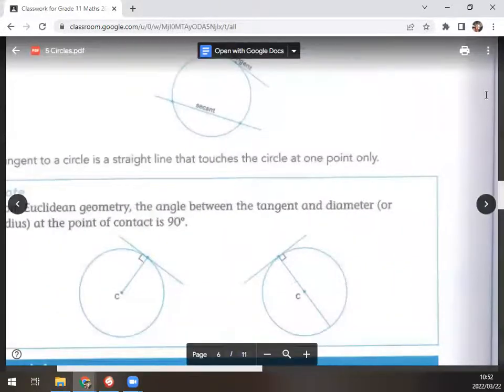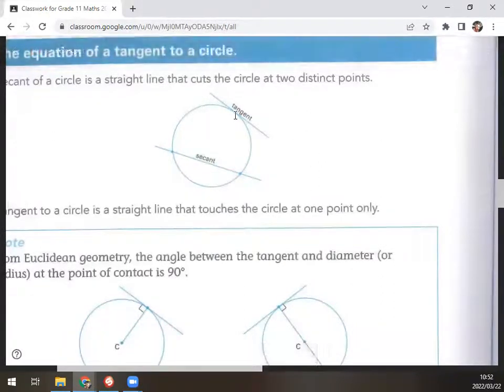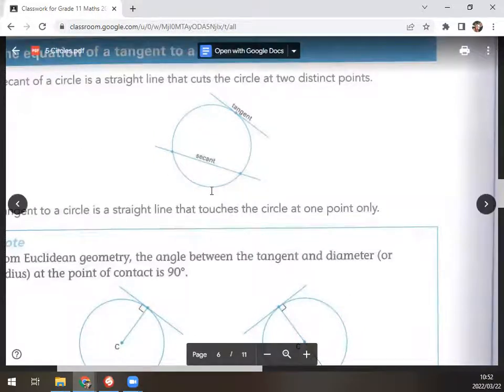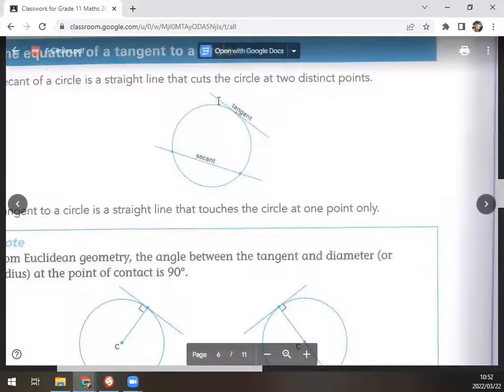They just have two examples here. This is from the matric textbook. That is an example of a tangent. Okay, so it's a straight line that touches the circle at only one point. Guys, if the line goes through the circle, we call it a secant. Okay, you don't have to know that really, they don't ever use that. But a tangent only touches the circle at one point.